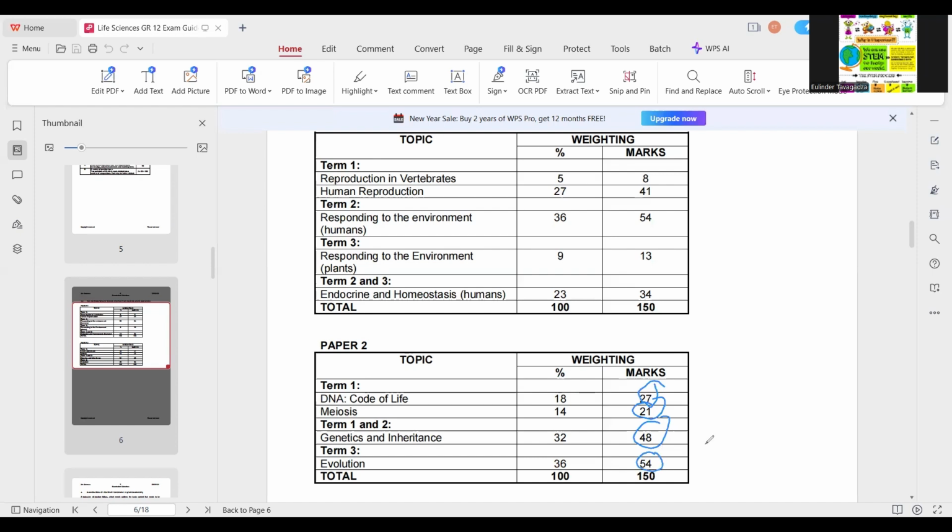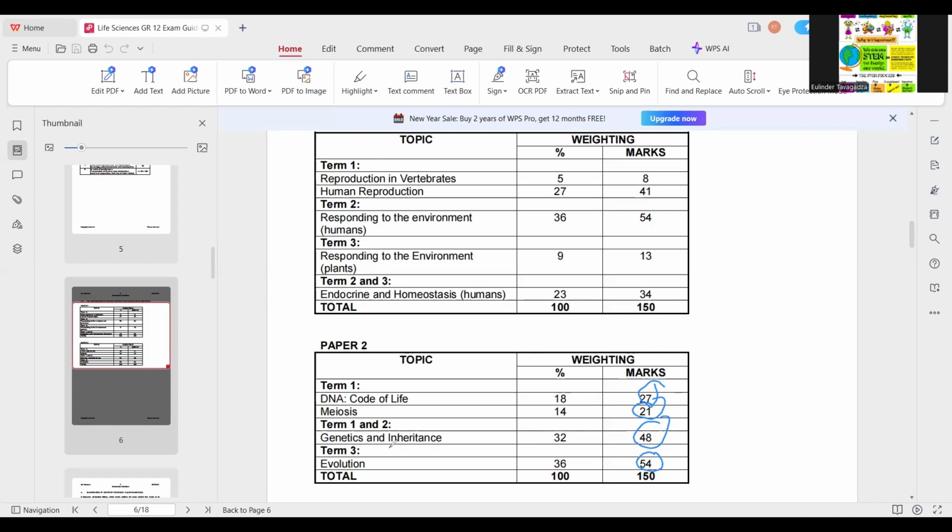So basically, we are saying that in term 1, we are going to learn code of life, meiosis, reproduction in vertebrates, and human reproduction. Then we also have genetics and inheritance, which can overlap to term 2. Then move on to responding to the environment, that is humans. Then term 3, responding to the environment, that is plants. And then also we have homeostasis in humans. Then lastly, we have evolution.